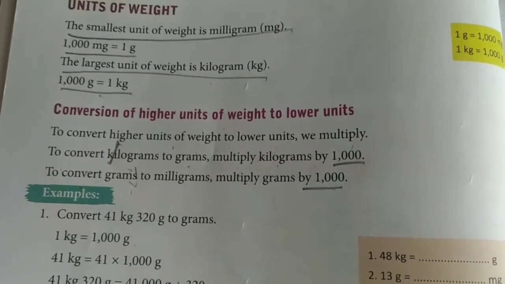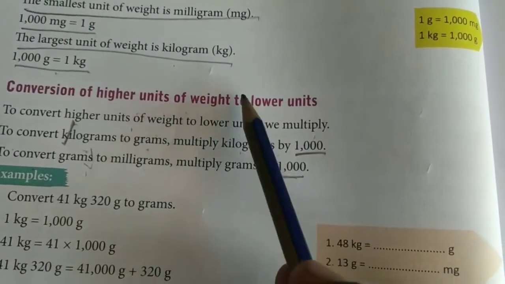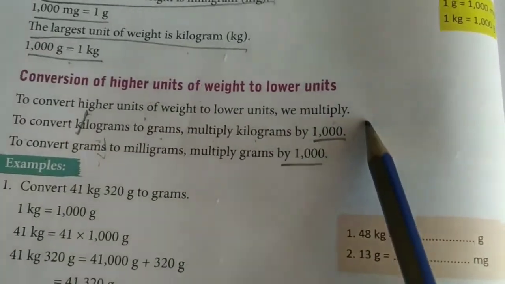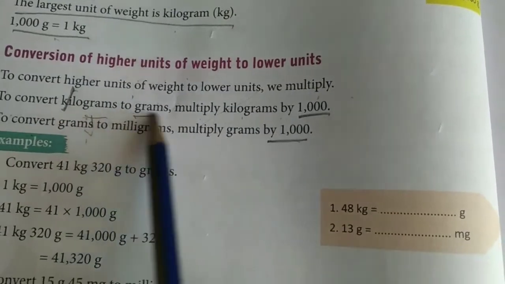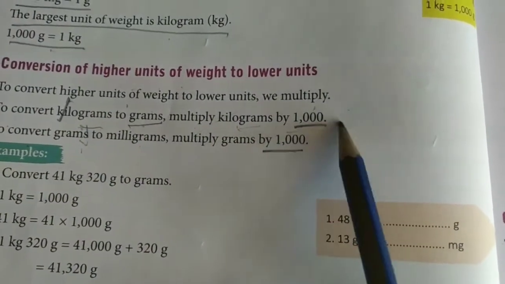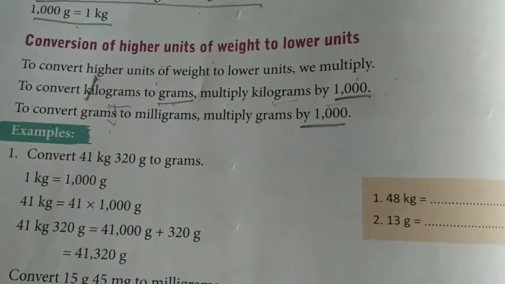Next, how to convert higher units of weight to lower units. To convert higher units of weight to lower units, we multiply. To convert kilogram to gram, what do you want to do? Multiply kilograms by 1000. To convert gram to milligrams, multiply grams by 1000.